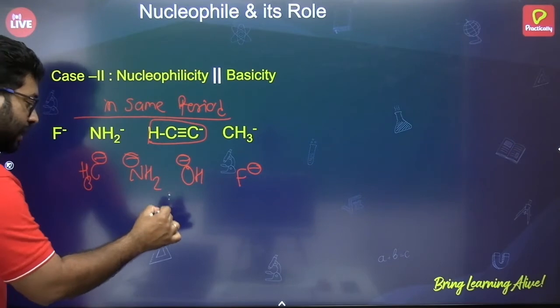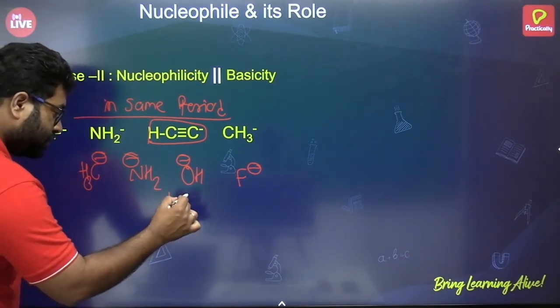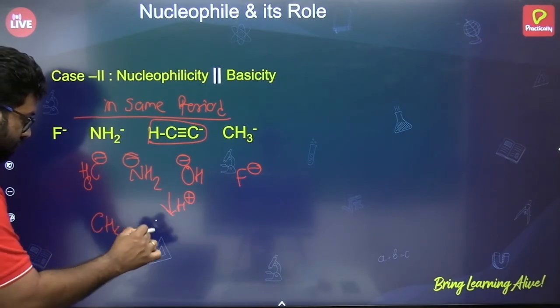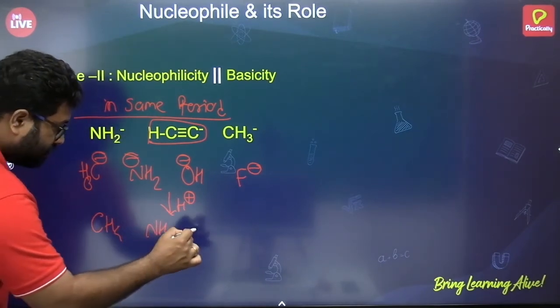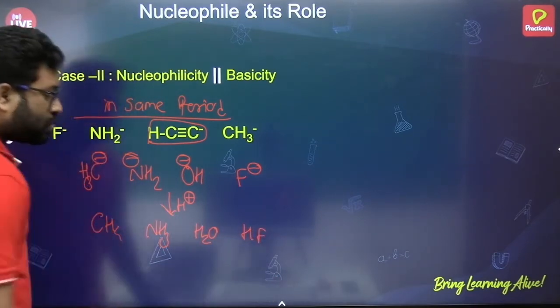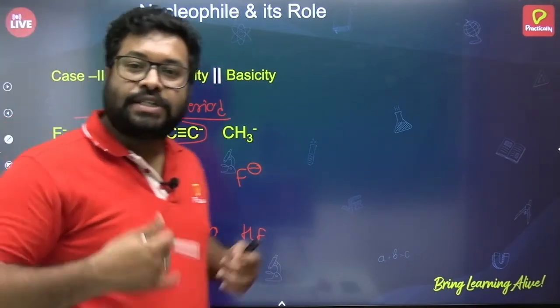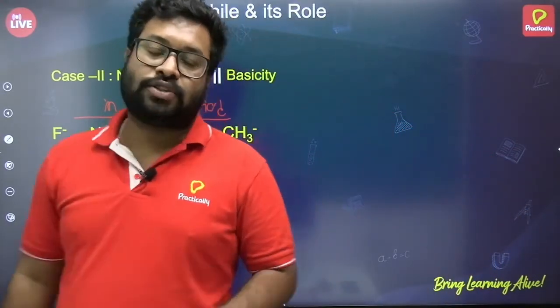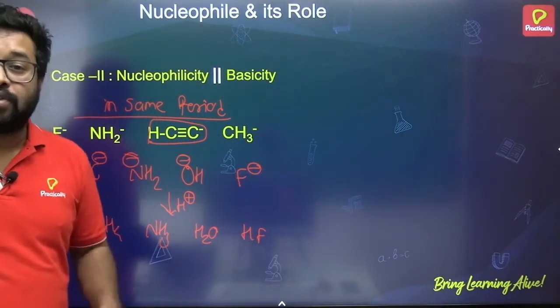You just put the H plus sign into this. So when you put the H plus sign, what do you get? CH4, NH3, H2O, and HF. So if I ask you, out of these 4, which is the strongest acid, you will definitely tell me that HF is the strongest acid, and you are right.